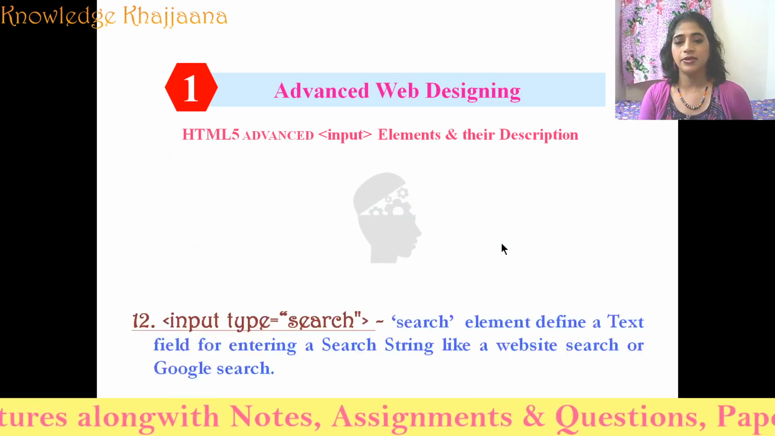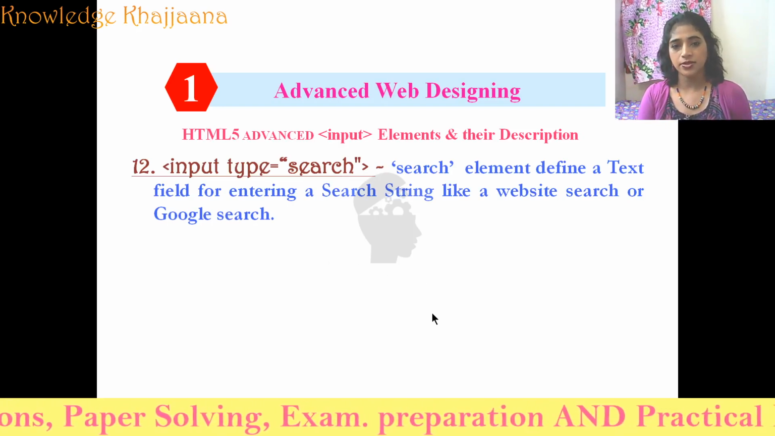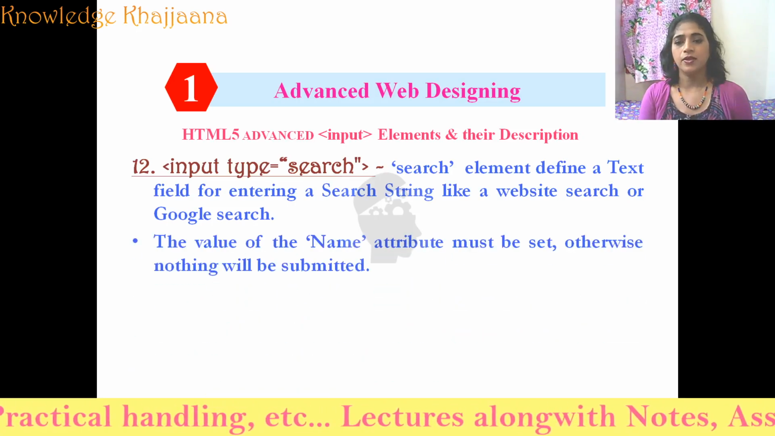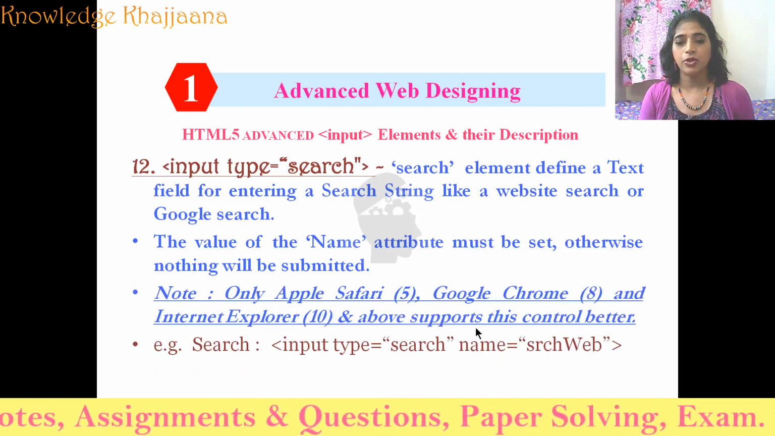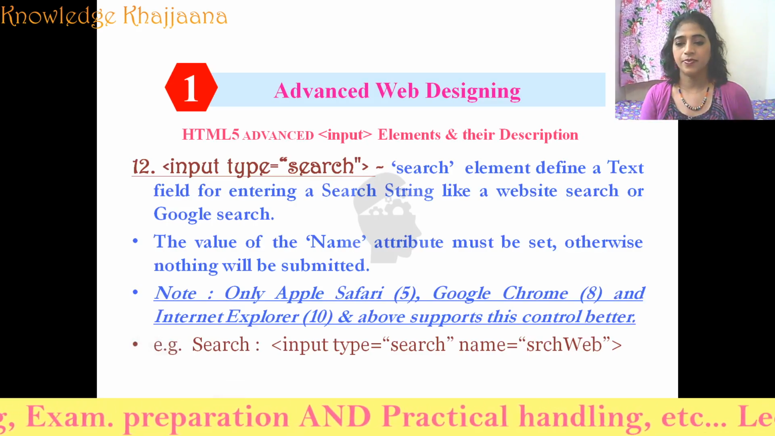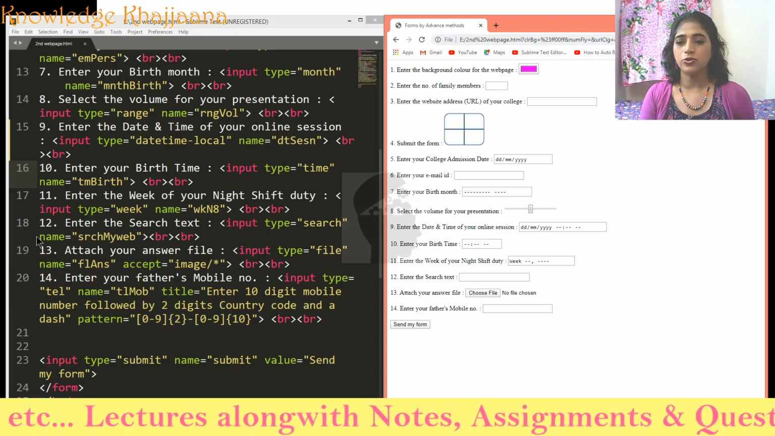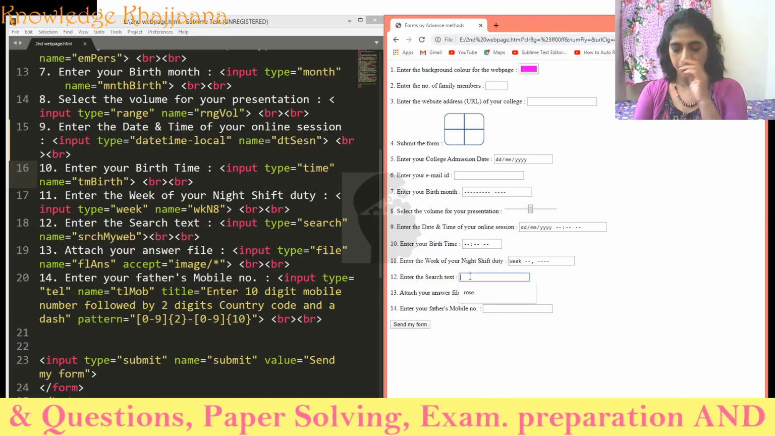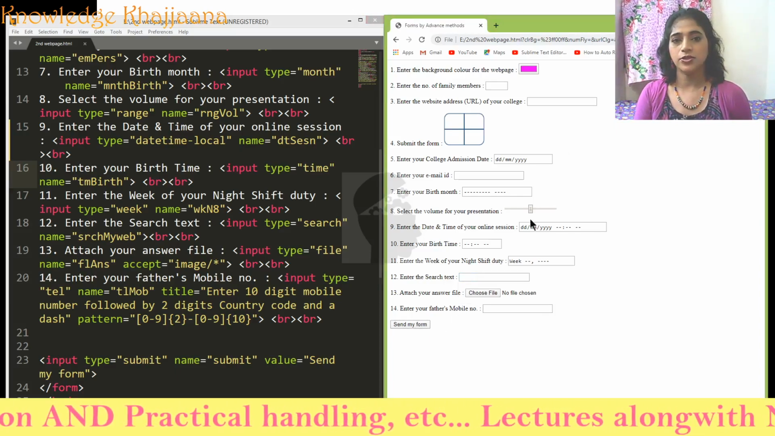The next element is search. Search element defines a text field for entering a search text or a website text, website search or Google search. The value of the name attribute must be set, otherwise nothing will be submitted. For example, if you want to search on the website, let's see how it can be done. Enter the search text. Input type is equal to search. Okay. So you can type whatever you want. Lotus. And you can set it for searching on the website.